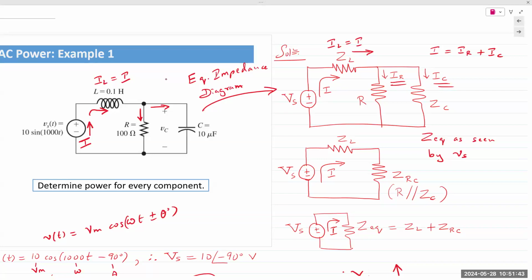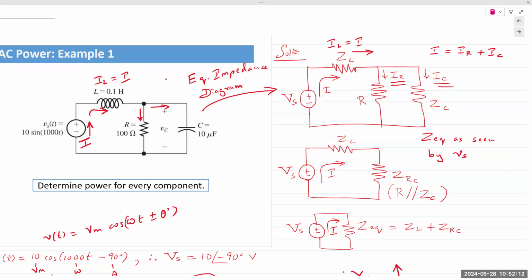You can use a variety of techniques. You could apply node voltage analysis if you wish, mesh current analysis if you wish, but there is no need to do so. This is a far more straightforward and even simpler circuit, all things considered. There's only one source in here, and it is possible to reduce everything down to one single impedance. So that is the approach we take.